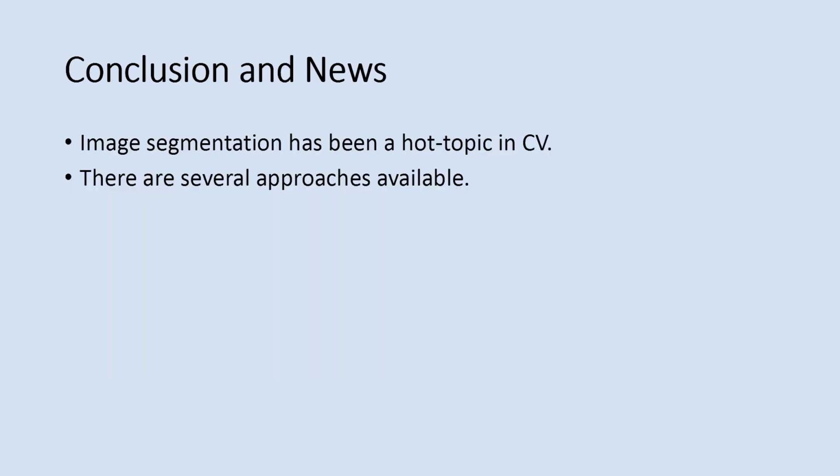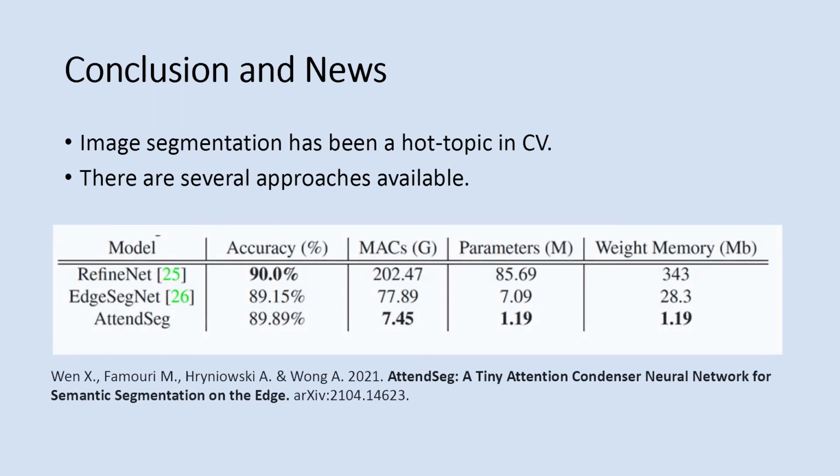Finally, I want to mention some important things about image segmentation. As you can see, this is a hot topic in deep learning and in computer vision. There are also several approaches available, and each year more novel and powerful methods are released. Some of the latest research has focused on creating more efficient models to be able to run on edge devices. For instance, in this paper ADENet is mentioned, which is one of the most famous models of the year 2021, outperforming the main competitors such as RefineNet in terms of efficiency and memory.